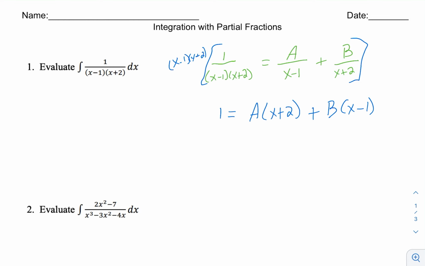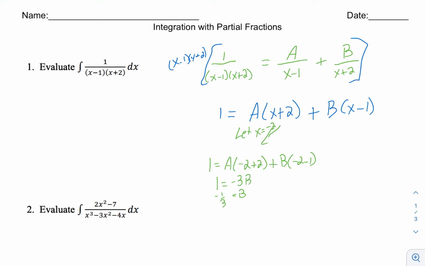Now, in order to find out what these numbers are, we're going to come up with a couple of let statements, because these terms have values that would cancel each other out. If we want to cancel out the A, we say, let x equal negative 2. When we do that, we have 1 equals A times negative 2 plus 2, plus B times negative 2 minus 1. So we have 1 equals, this part zeroes out, B times negative 3. So 1 equals negative 3B, where B is equal to negative 1/3.